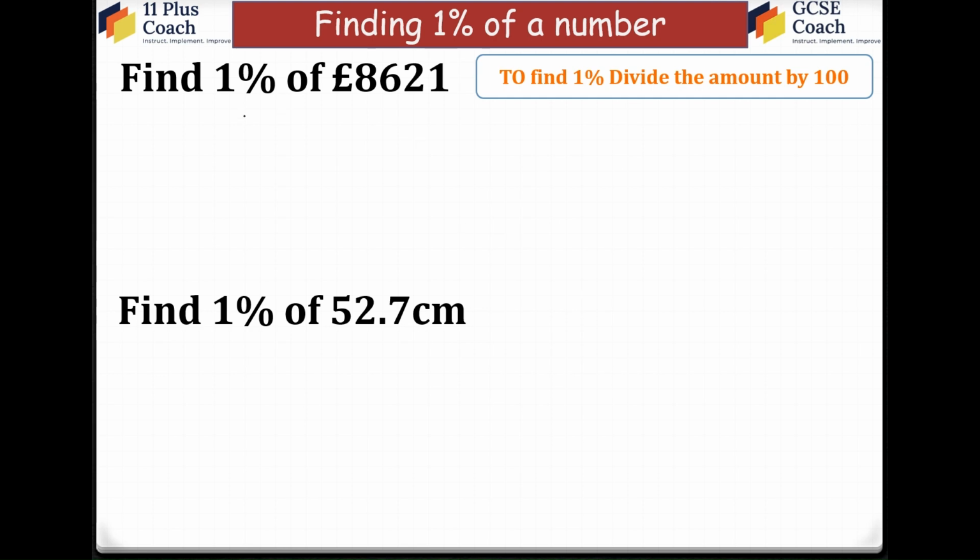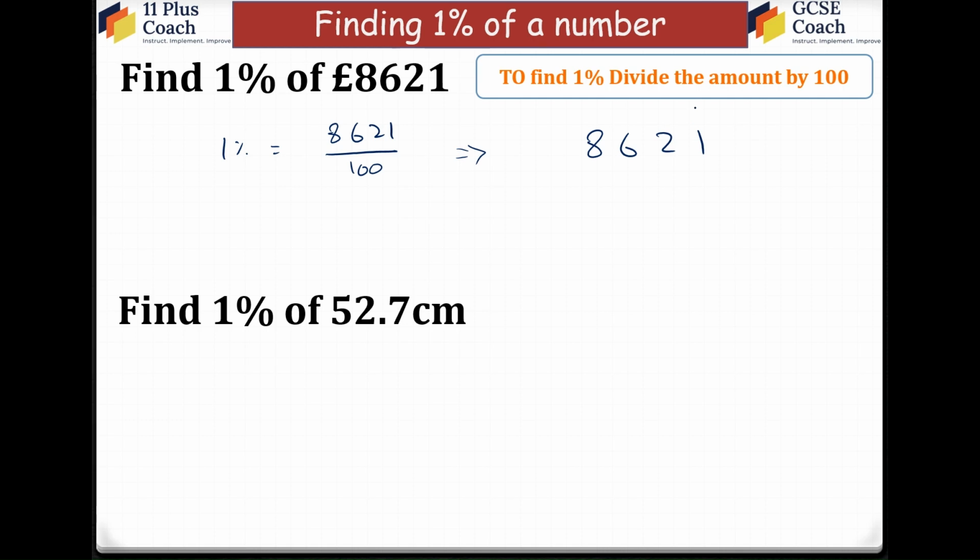So the first one is 1% of 8,621. So remember, to find 1%, you divide the amount by 100. So 1% would be, in this case, 8,621 divided by 100. Remember, fractions always mean division. So when I write as a fraction, I'm saying divide basically. So remember again, what happens when you divide by 100? First thing is find the decimal point and then shift it 2 places to the left. This is the shortcut.